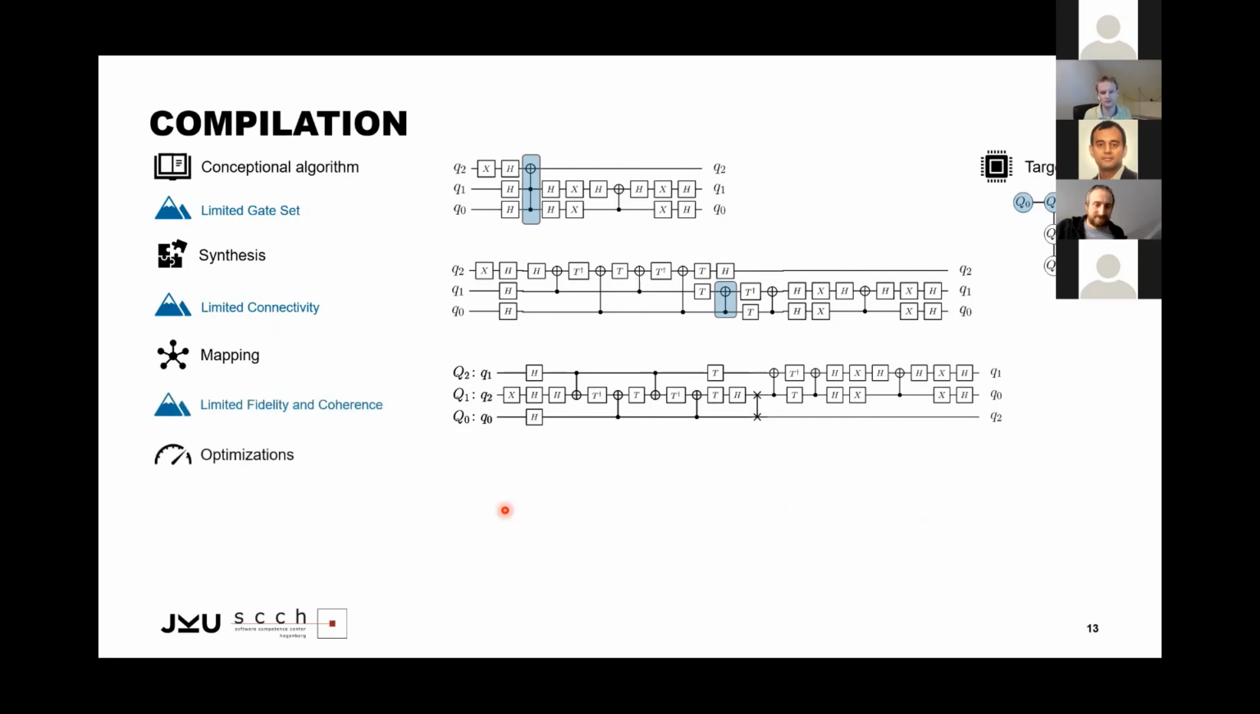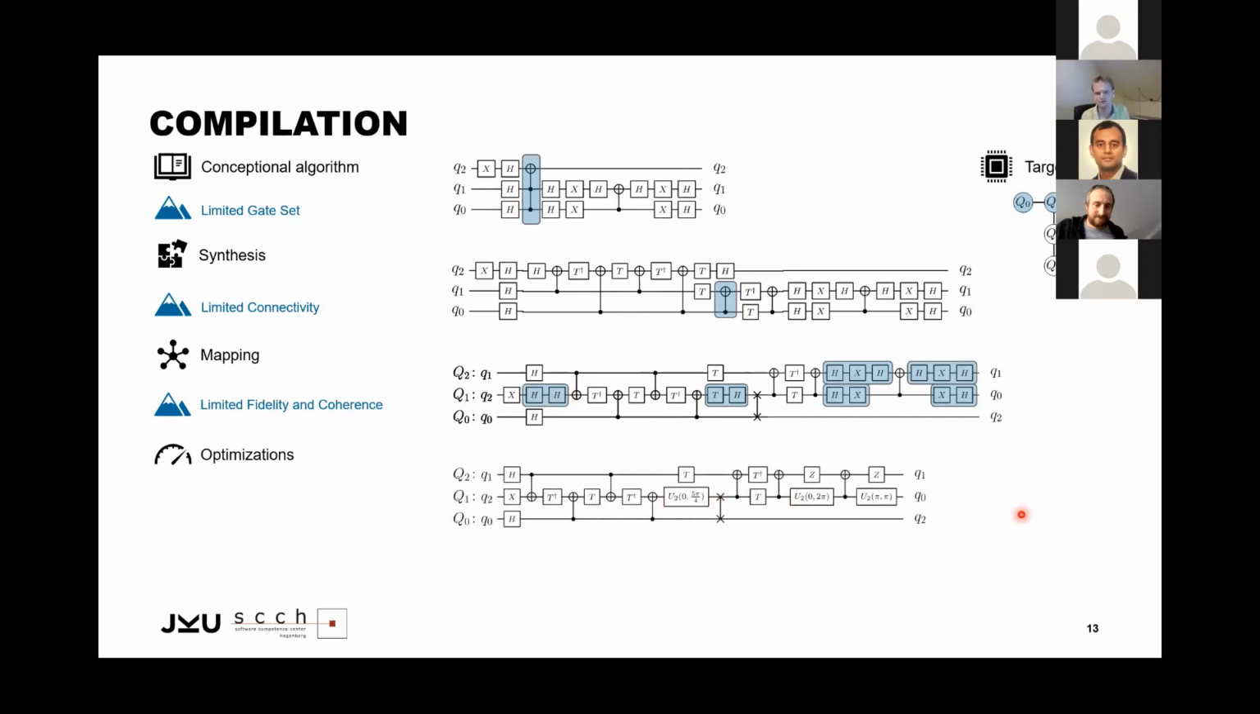And then you have limited fidelity. So of course you want your circuit to be as compact as possible, and in many cases you have potential for optimization. All the gates which are highlighted here can either be canceled, like in this case, or reduced, and then you get a smaller realization.